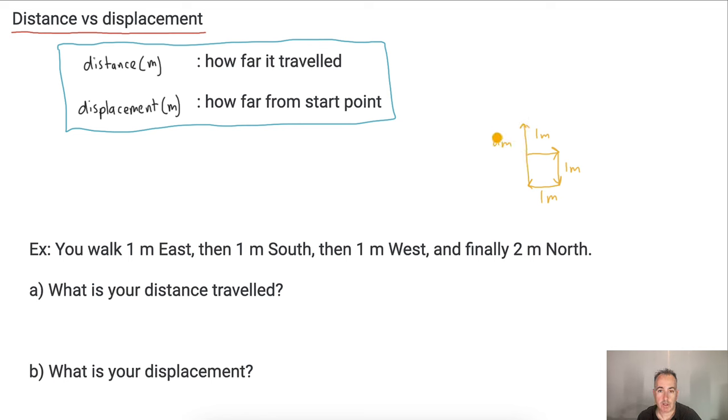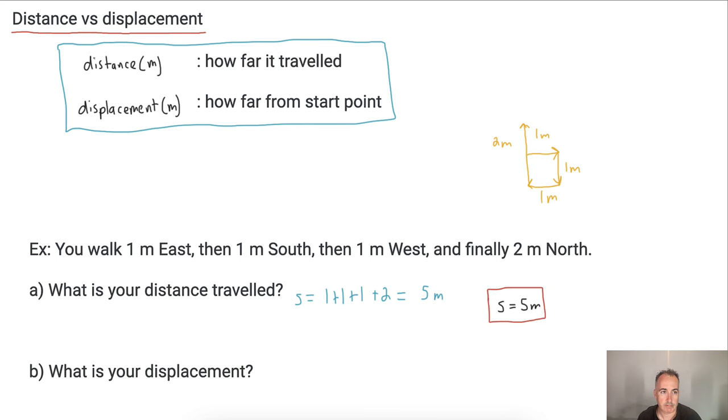Okay, so the question is then, what is your distance traveled? In other words, what is your total distance that you went? Well, let's see how far it traveled. You went 1 plus 1 plus 1 plus 1 plus 1. So I'll write it like this. The distance traveled then is just going to be 1 plus 1 plus 1. That's your east, then south, then west. And then I'm going to say 2 meters north. And that's going to be just plus 2. All right, well, 2 plus 1 plus 1 plus 1 is just 5. So I'm going to say 5 meters. That means S equals 5 meters. There we go.